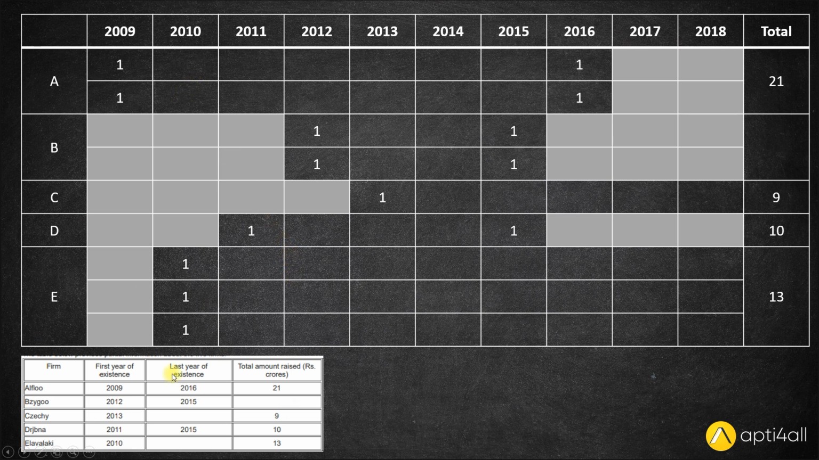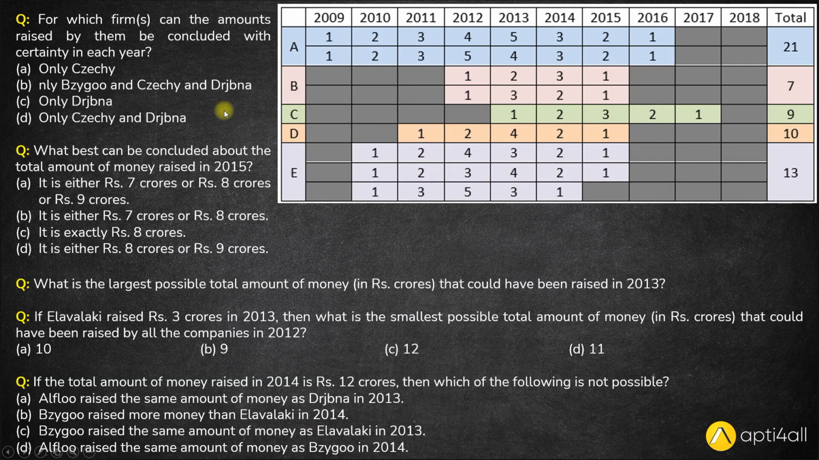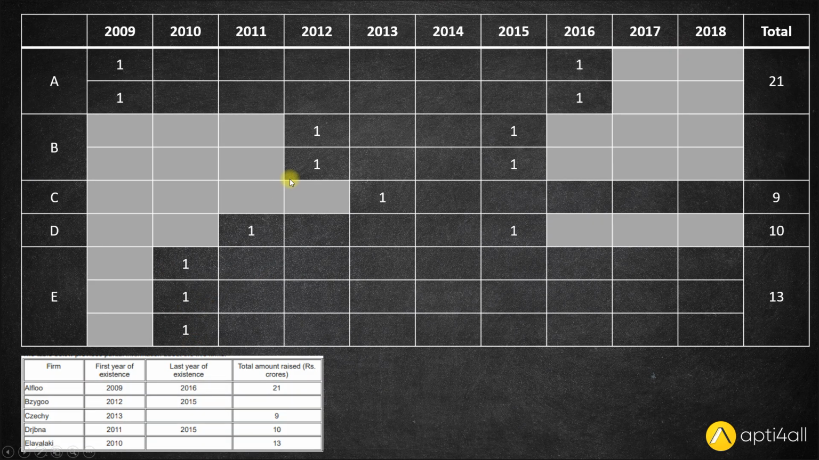Fine. So this is the table, and we have to figure out the amount raised by each company in each year. If you look at the questions, you have to figure out the amount raised by a company in a particular year. Okay, so those kinds of questions. So let's look at it.